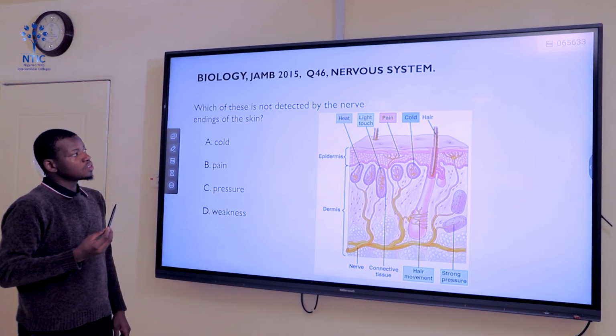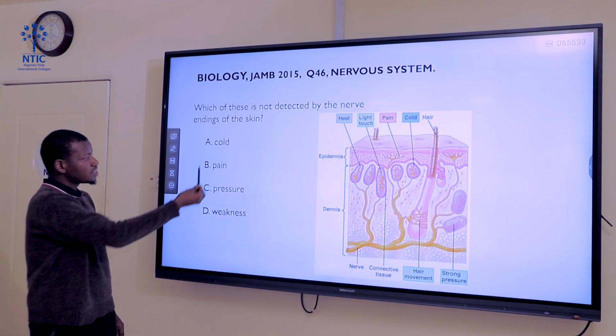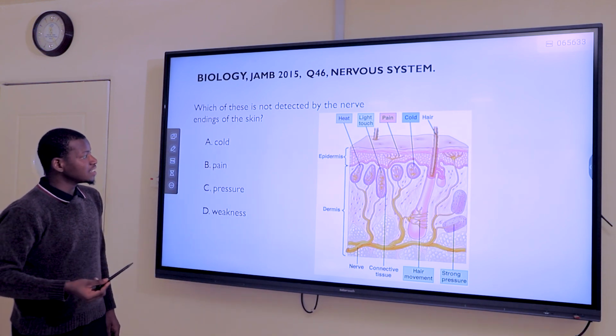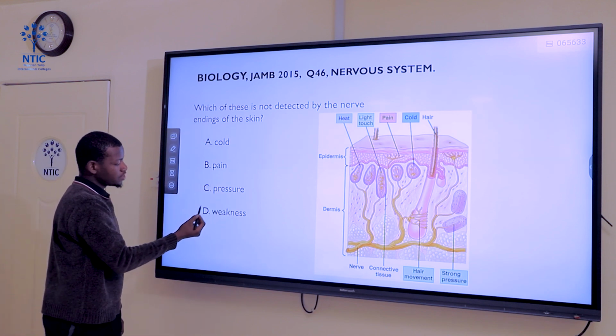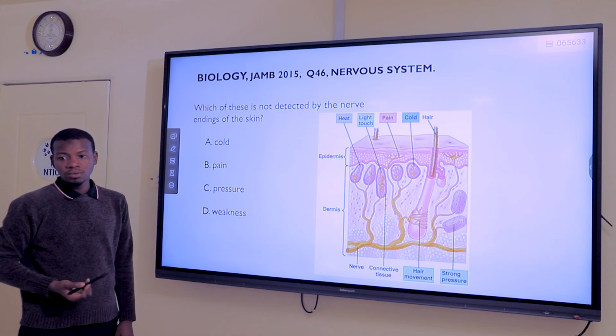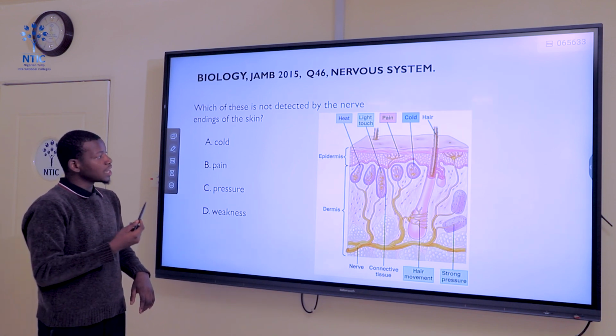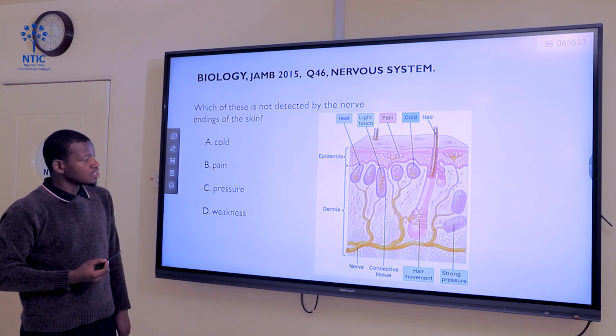Question 46. Which of the following stimulus is not detected by the nerve endings of the skin? A. Cold. B. Pain. C. Pressure. D. Weakness. We can detect change in temperature from our skin. We can detect if the weather is hot or cold. So our skin can detect change in temperature.